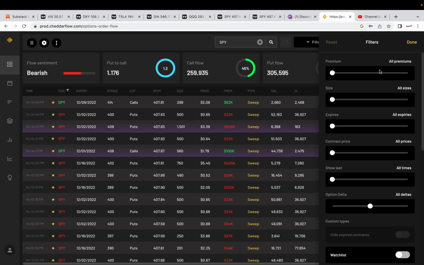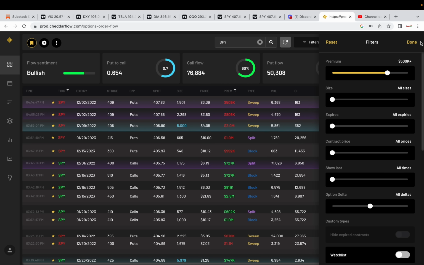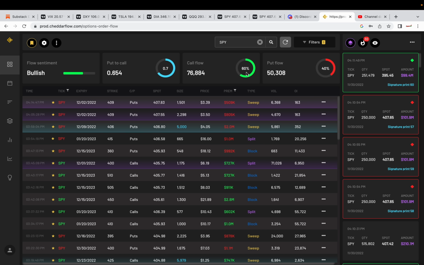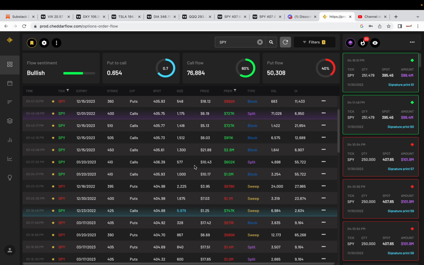Okay, let's end this with the option flow. Okay, I got SPY right here. I'm gonna filter it out for 500K premiums or above. 60% in the calls today. That's amazing. But look at these puts coming in at the end of the day. Sweep order over 5,000 in size. 406 strike price December 9th. Okay, so we got some coming in at the end of the day here.